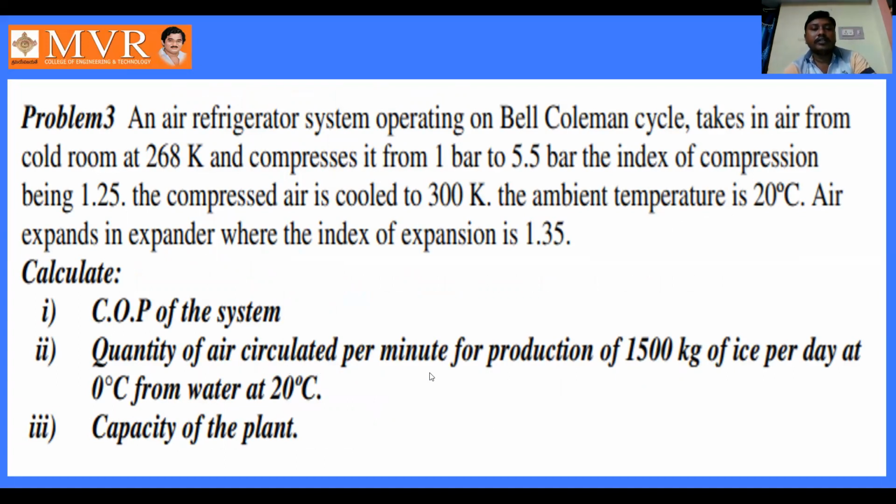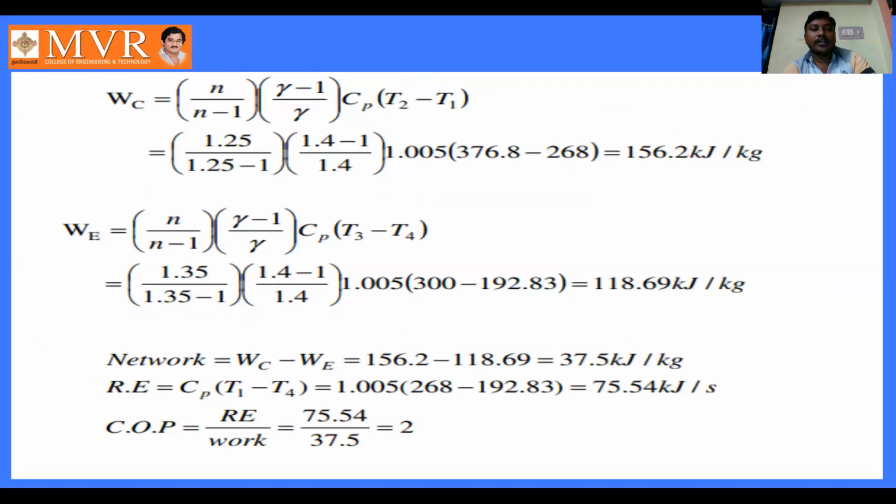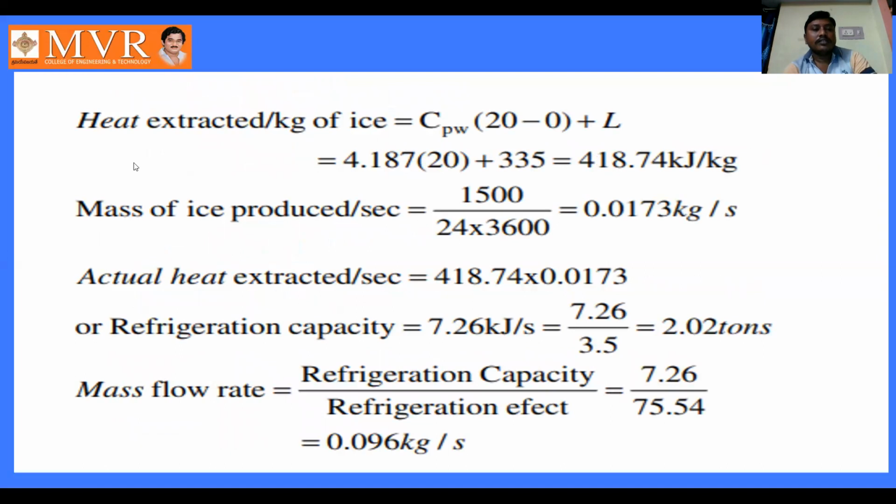Per minute, what is the quantity of air which is circulating in the system? Now we are trying for this. See here, heat extracted per kg of air. What is the heat which is extracted? Here it is the specific heat at constant pressure of water, and we are taking the constant pressure of water into 20.